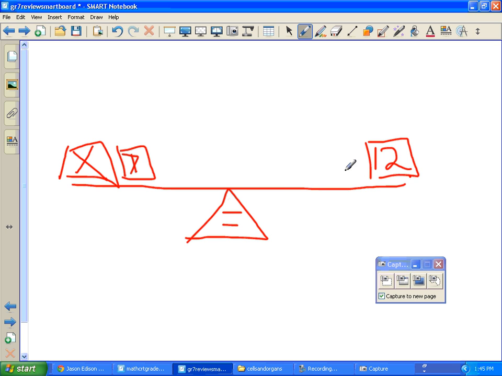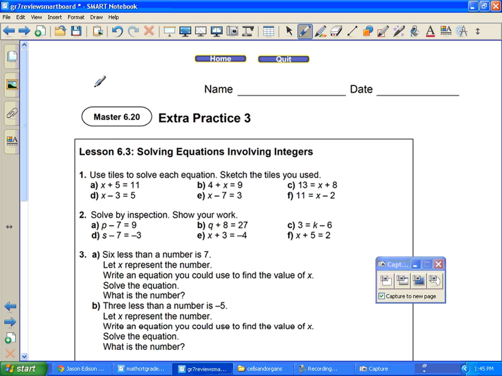Now, the easiest way to look at it is to say, what more will I have to add on to 7 in order to balance it out? And of course, the answer is 5, because 7 plus 5 will give me 12. Okay, let's go on and try another one.